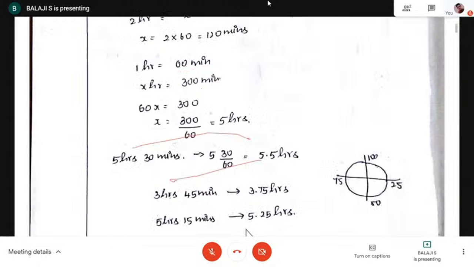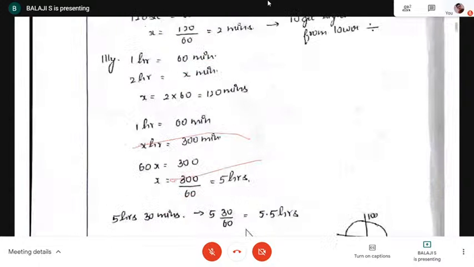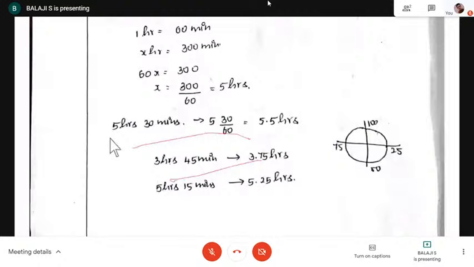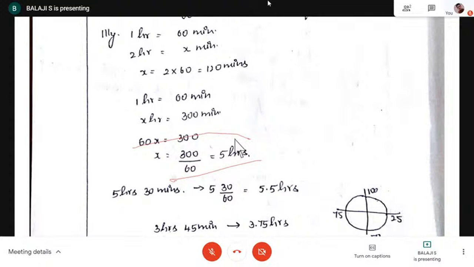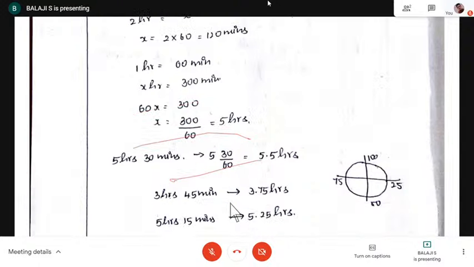Suppose in a problem they give 5 hours 30 minutes. How do you represent it here? Either you convert the 5 hours into minutes, or you convert the 30 minutes into hours. Either way you can do. See here, 5 hours 30 minutes. Now we are going to convert only the minutes into hours. So 30 minutes is how many hours? 30 by 60. As we have discussed, x equals 300 by 60. The same we are applying: 30 minutes divided by 60. Here we are getting 5.5 hours.